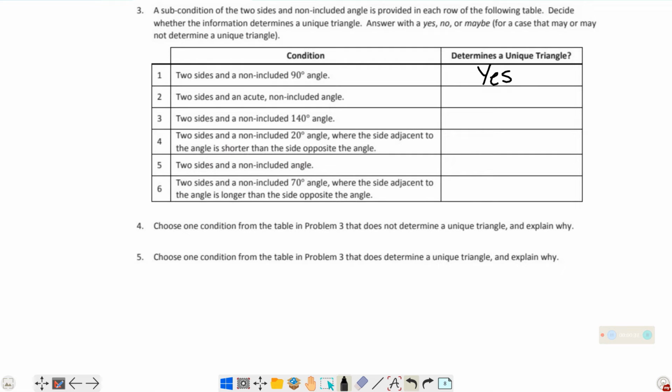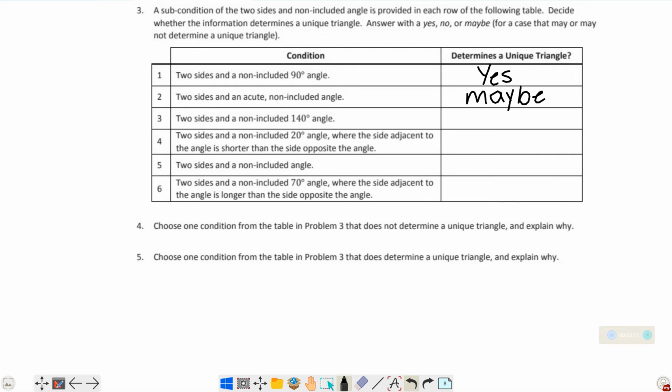Two sides and an acute non-included angle. This one is a maybe. We haven't tried every single acute angle, so it might.